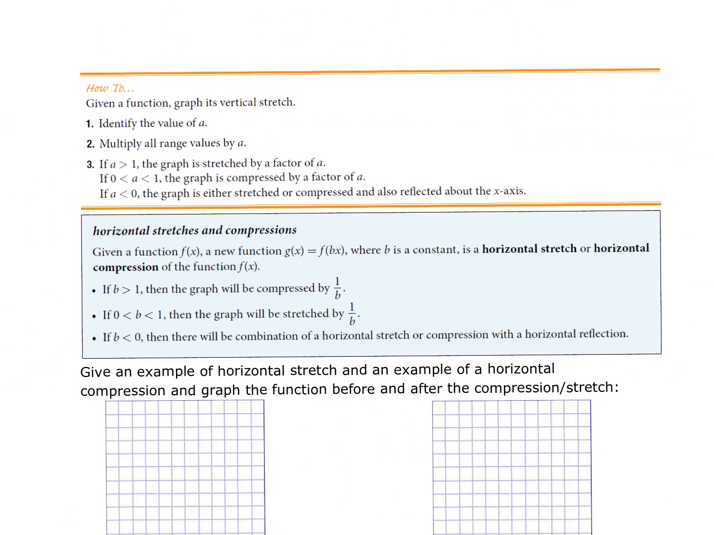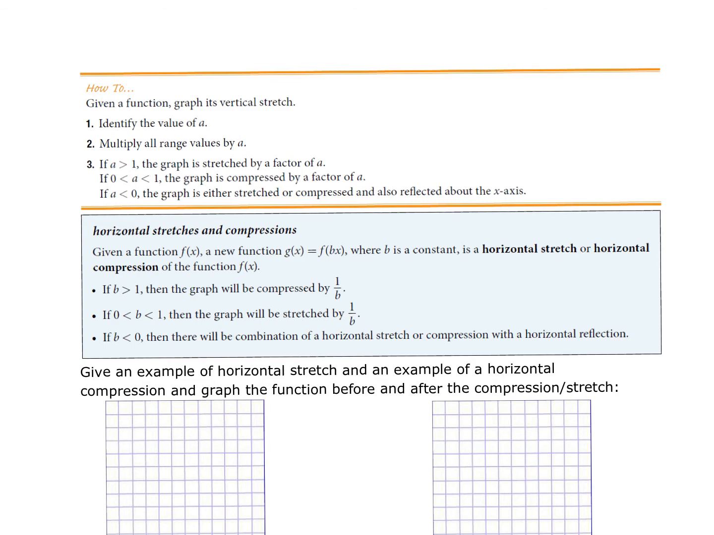Okay, so you have to figure out what your vertical compression or stretch is, and then you just multiply all your y values by that vertical stretch or compression. Now we know that if a is a negative number, it will also reflect it across the x-axis. If a is between 0 and 1, then it's a compression, and if it's bigger than 1, it is a stretch.